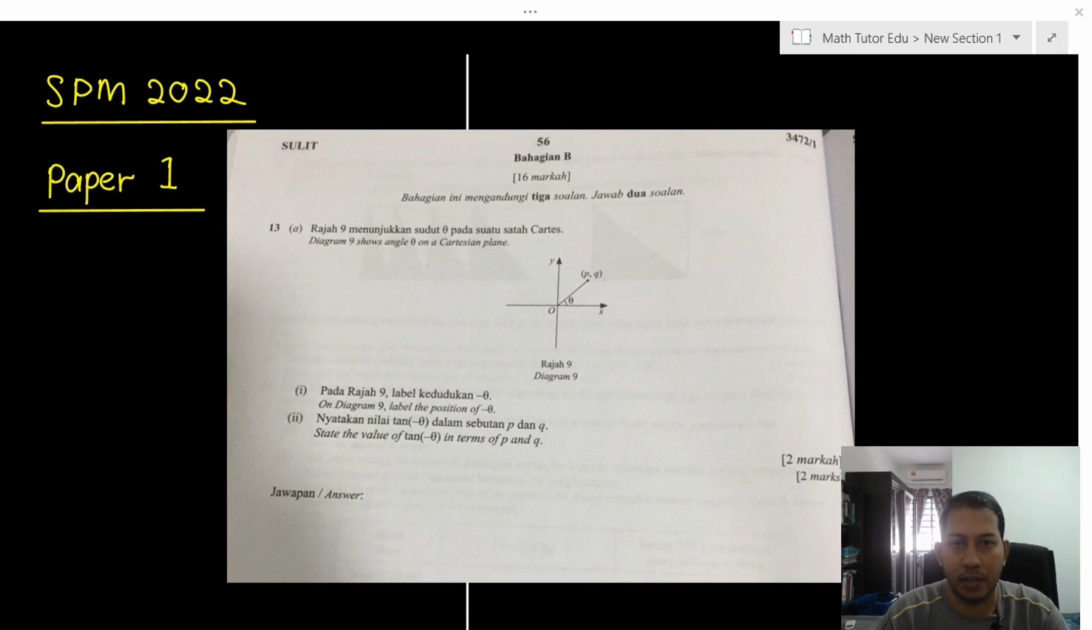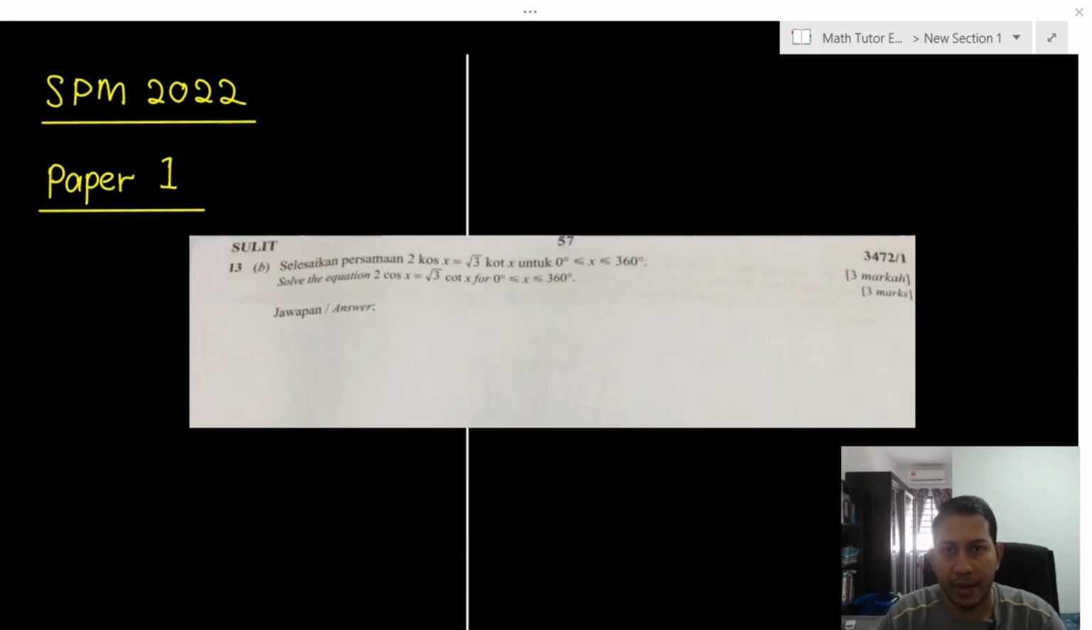Within this question 13, actually we have 3 parts: Part A, Part B and Part C. We have already looked at the Part A. Let us look at the Part B now. Let me read the question 13 Part B. Solve the equation 2 cos x equals sec x cotangent x for 0 degree less than or equal to x less than or equal to 360 degree. So this is the question 13 part B.